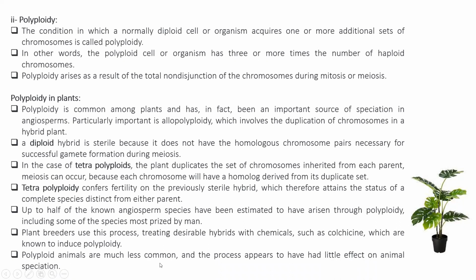Polyploid animals are much less common and the process appears to have had little effect on animal speciation. So polyploidy you can mainly observe in plants.